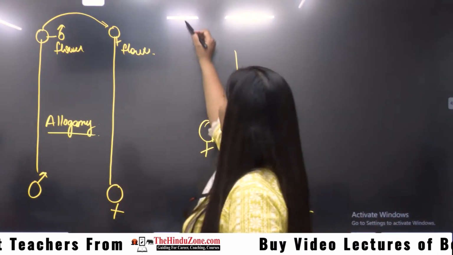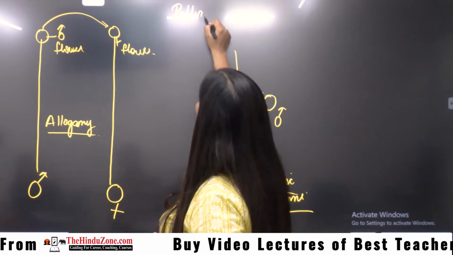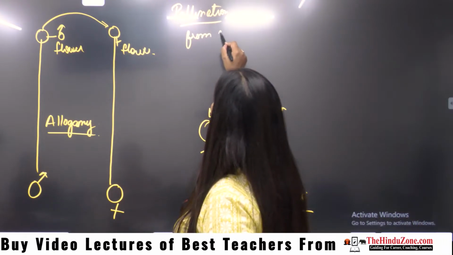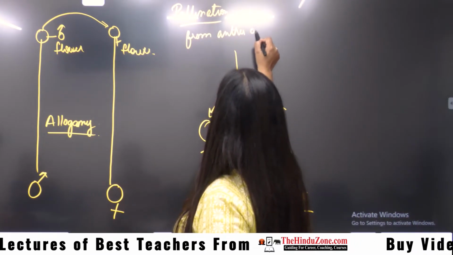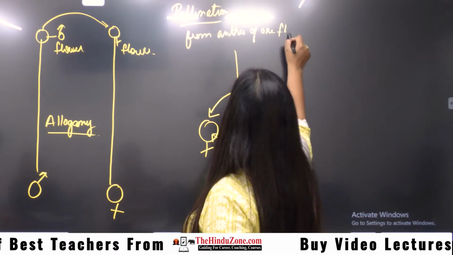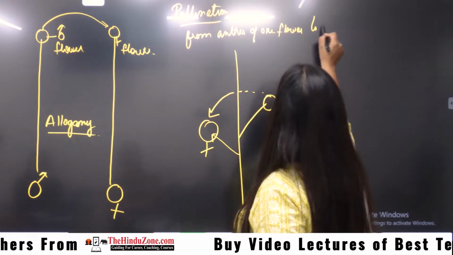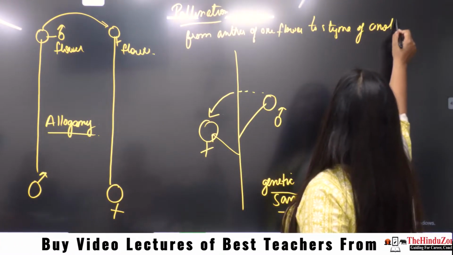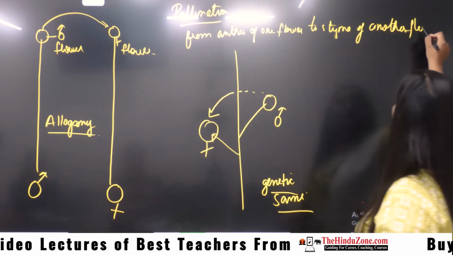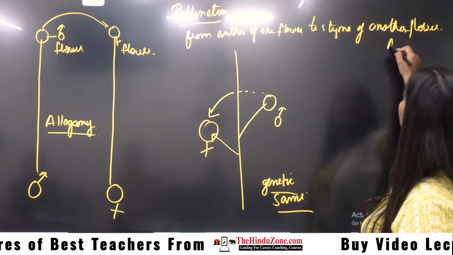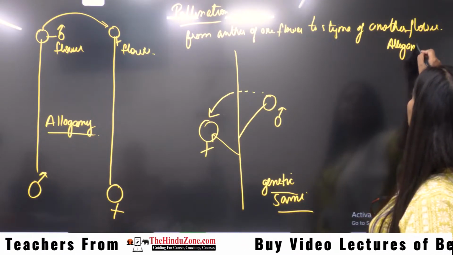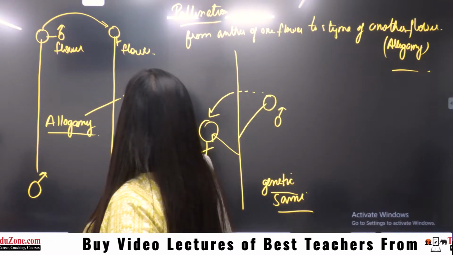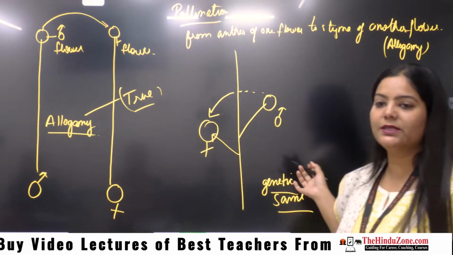When a pollination from the anther of one flower to the stigma of another flower, है ना? This is called allogamy, है ना? This is called allogamy. So what you see here, this is the true case. तो exact जो होना चाहिए principally, this is the allogamy.